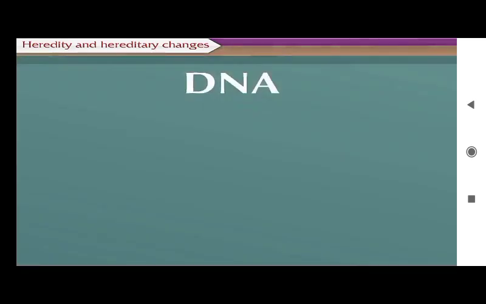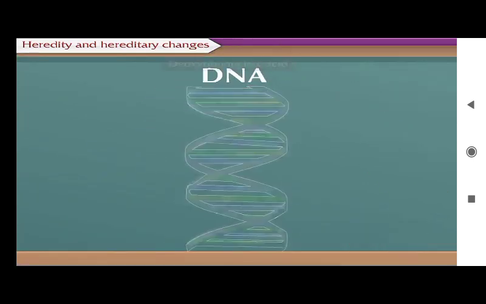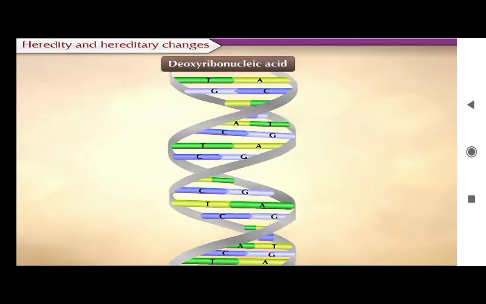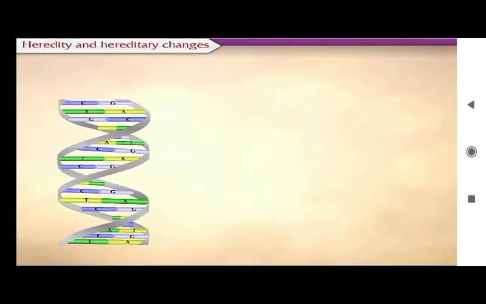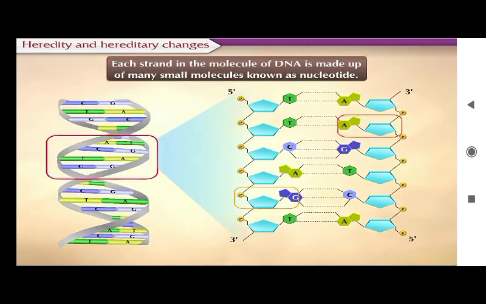First, let us draw the structure of a DNA. DNA stands for deoxyribonucleic acid. It is a double helix structure. Each strand in the molecule of DNA is made up of many small molecules known as nucleotides.